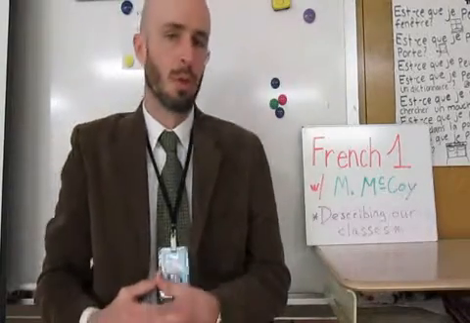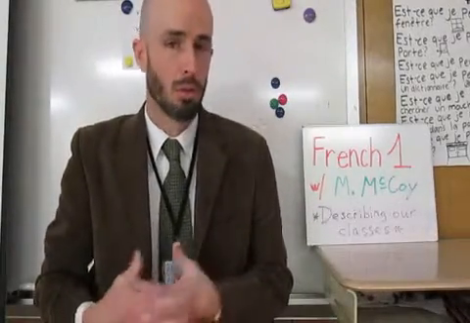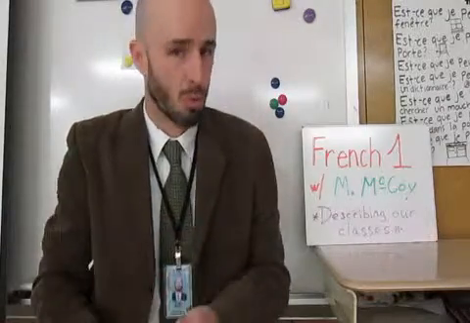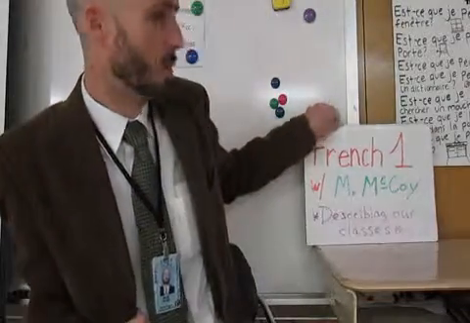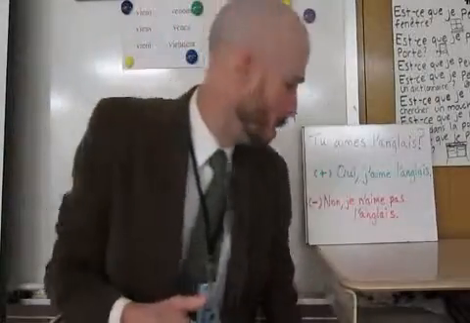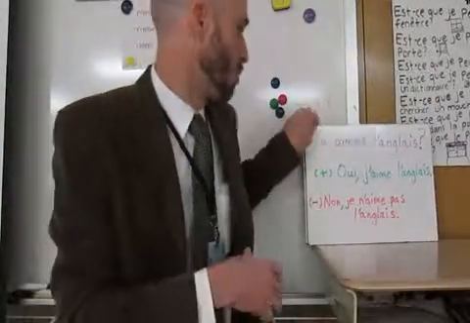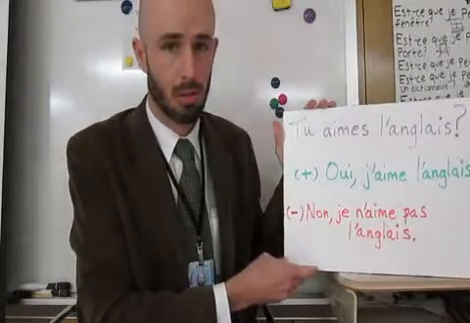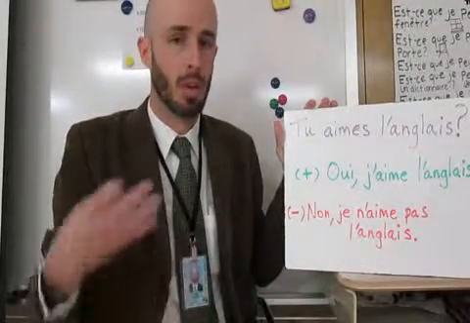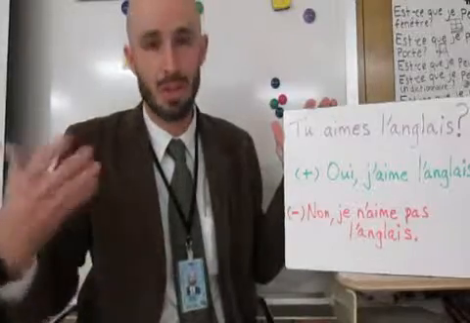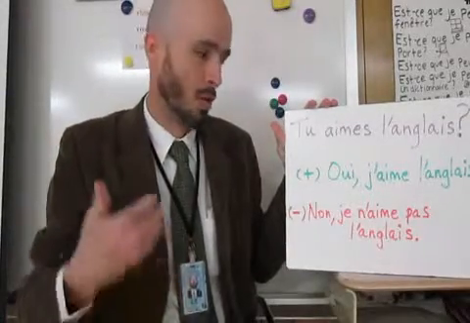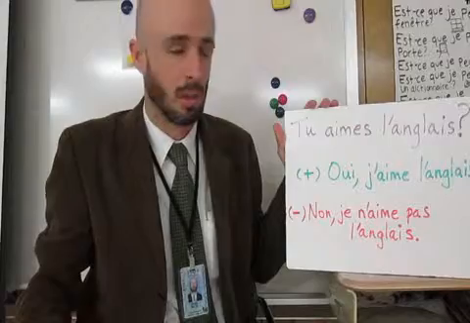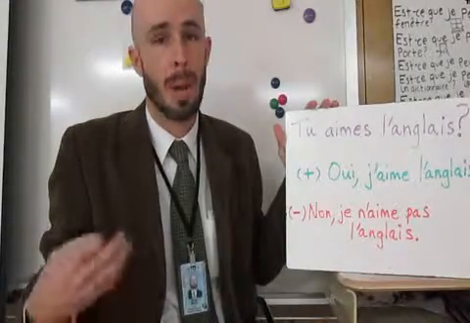You guys know already how to use the verb aimer to talk about school subjects in general. Okay? Got a good bit of practice in with that. If I ask, tu aimes l'anglais? I'm asking, do you like English, as in the school subject in general. You guys know how to answer? Oui, j'aime l'anglais. Or non, je n'aime pas l'anglais.